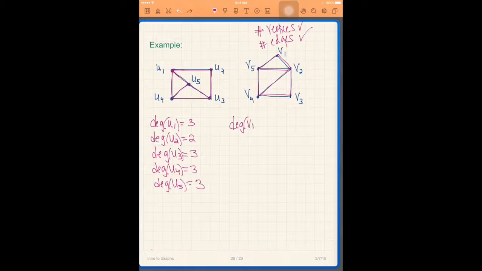The degree of V sub 1 is 2. The degree of V sub 2 is 1, 2, 3, 4. The degree of V sub 3 is 2. The degree of V sub 4 is 3. And the degree of V sub 5 is 1, 2, 3. Okay, and then I want to look and say, do they have the same degree sequence? If I could, I might want to shift this a little bit and start, for example, here, at the 2.